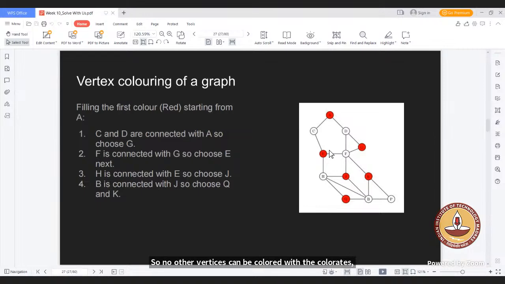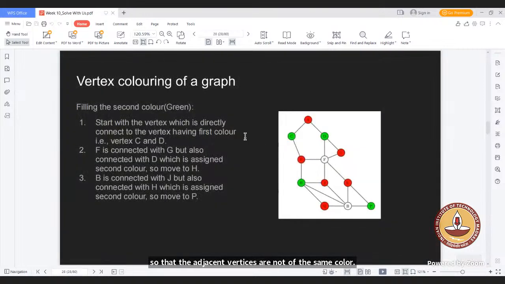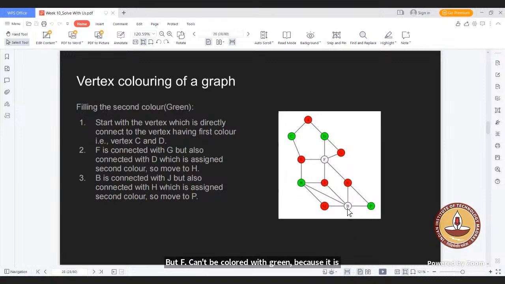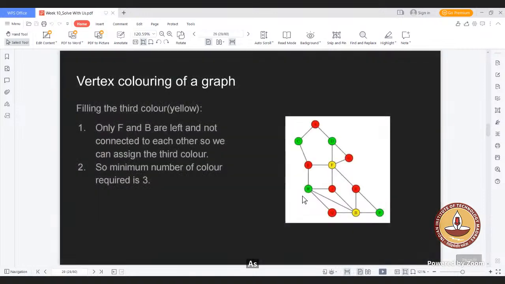So what we'll do, we'll just choose another color. This time we are choosing the color green. So we are just trying to fill the gap. We are coloring C with green and D with green. But F can't be colored with green because it is connected with D. Now we are coloring H here, and we are coloring P. B can't be colored with the color green because it is connected with H as well as with P. Okay. So now we have again exhausted both red and green. We'll move to the next color. Next color we can color both F and B with the color yellow, right?